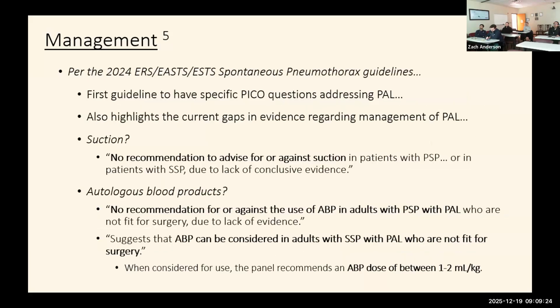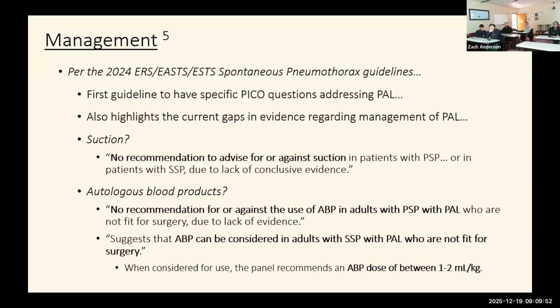So in comes the best guideline we've had to date, the 2024 ERS. And this is the first guideline that had specific PICO questions about PAL. And in every single section, they say what we need to do going forward to find out more evidence. I didn't talk about that part, but for suction, they say no recommendation to advise for or against suction in patients with PSP or in patients with SSP due to lack of conclusive evidence.